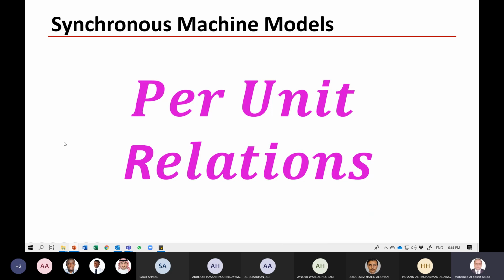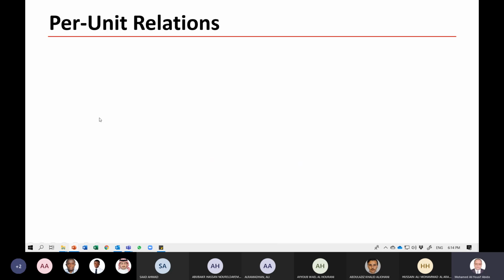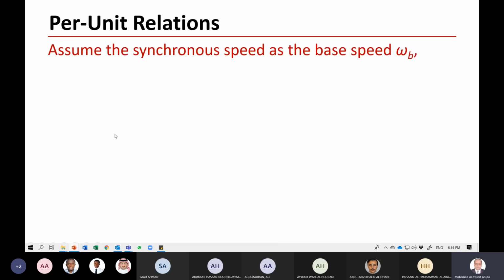So let us start with this extensive model, and we will see how to derive the third order model and the fourth order model. The second order is of course straightforward. This is just the swing equation. So per unit quantity, assume the synchronous speed is at the base speed omega b. This is the base speed. The synchronous speed omega b equal to omega s. We have 377 radian per second.